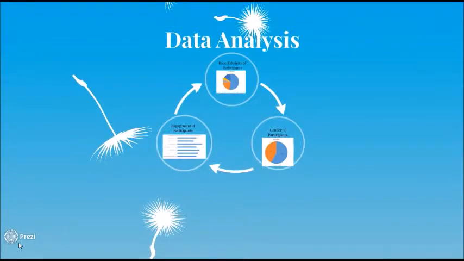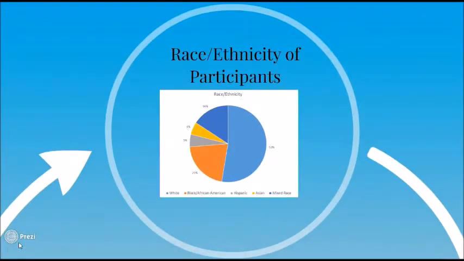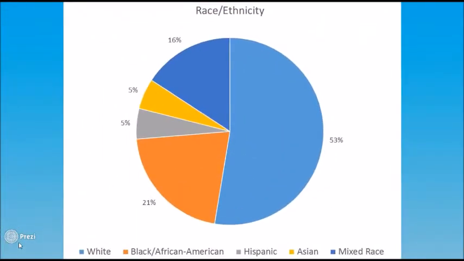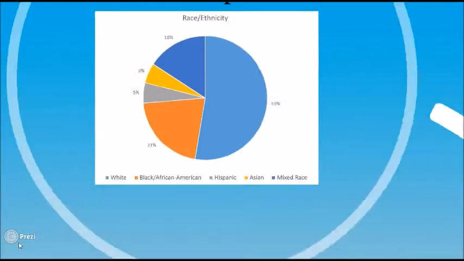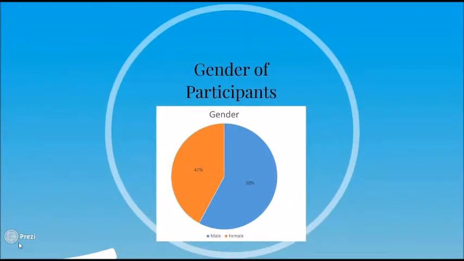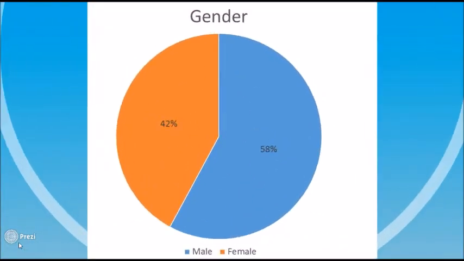For my data analysis, I began by looking at the demographics of my participants. As you can see, 50% of my participants were white, 21% were black, 16% were mixed, and 10% were Asian and Hispanic. As far as gender goes, 58% were male and 42% were female.